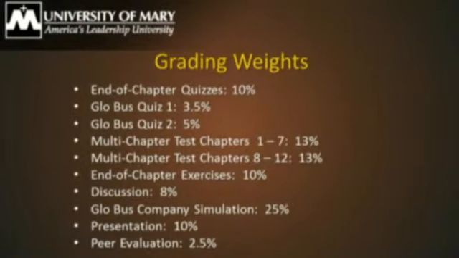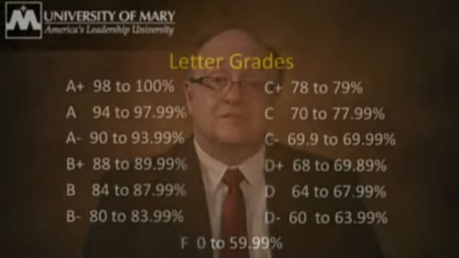End-of-chapter quizzes are weighted at 10% of the course. The GLOBUS Quiz 1 is 3.5%. The GLOBUS Quiz 2 is 5%. Each of the 2 multi-chapter tests are weighted at 13%. The end-of-chapter exercises are 10%, and the discussions are 8%. The GLOBUS simulation is 25%, the presentation 10%, and the peer evaluation is 2.5%. The grades are assigned as follows.